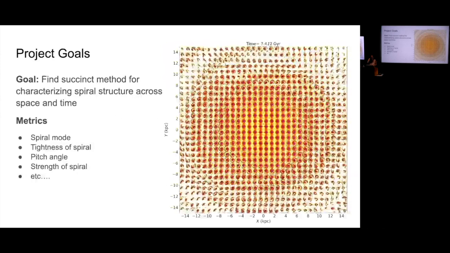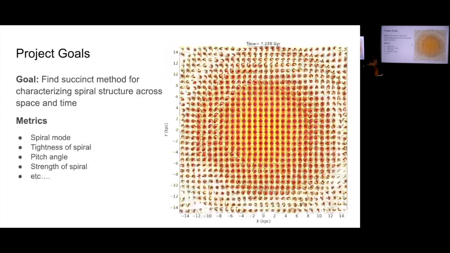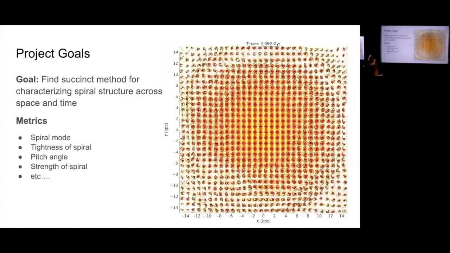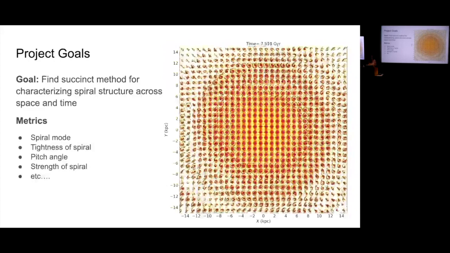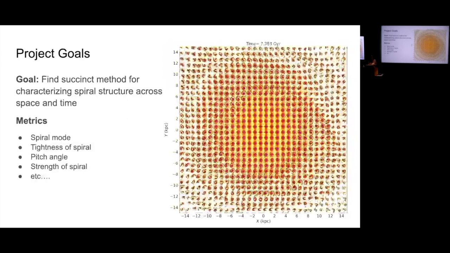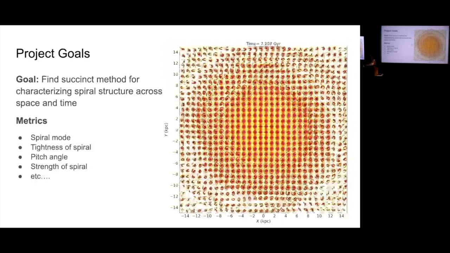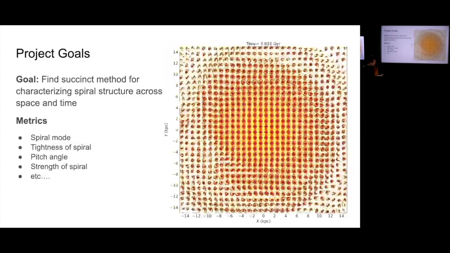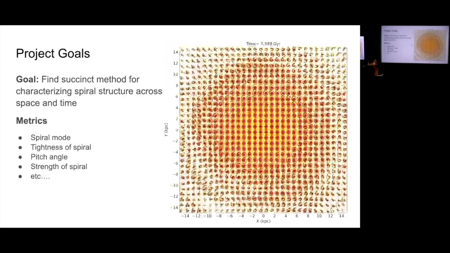And so you can think about a bunch of different metrics for trying to characterize a spiral in some small portion of the disk. Some of the metrics we looked at: you can look at the mode of the spiral, so that's whether you see a one-armed or a two-armed spiral; the tightness of the spiral, so how wound it is; the initial angle of the spiral, so here's the pitch angle; and then, as Uddipan talked about, the strength of the spiral, so whether or not you see a very strong spiral or one that has started to fade.